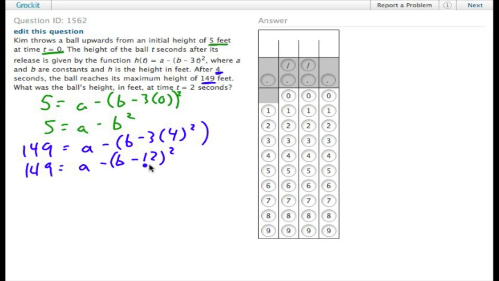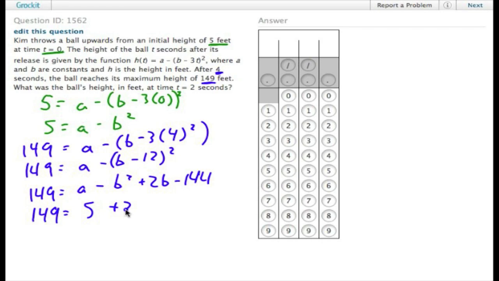If we go ahead and multiply this all out using FOIL, first, outside, inside, last, we come up with 149 is equal to a minus b squared plus 2b minus 144. As we already know the value of a minus b squared, that's 5, we can just plug that in. 149 is equal to 5 plus 2b minus 144.